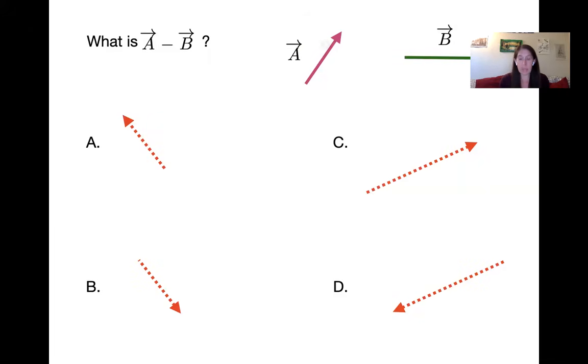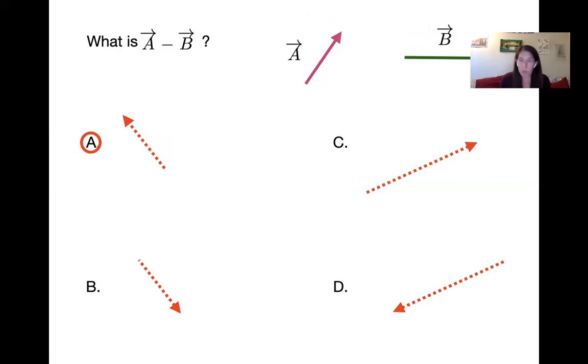Again, what I'd like you to do is, at home on a piece of paper, draw these vectors, try to copy them down with roughly the right directions and magnitudes, and then see what you get. So pause the video here and give that a try. All right, so the answer here was A, and again, let's try to do that together.